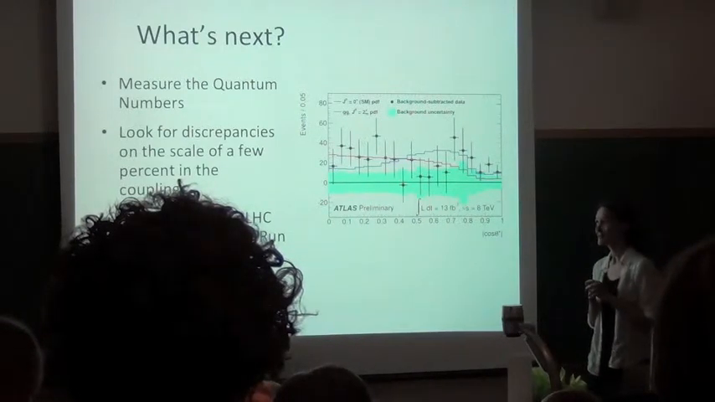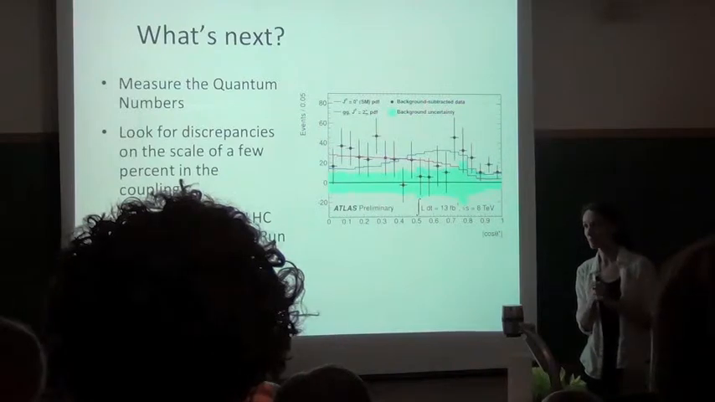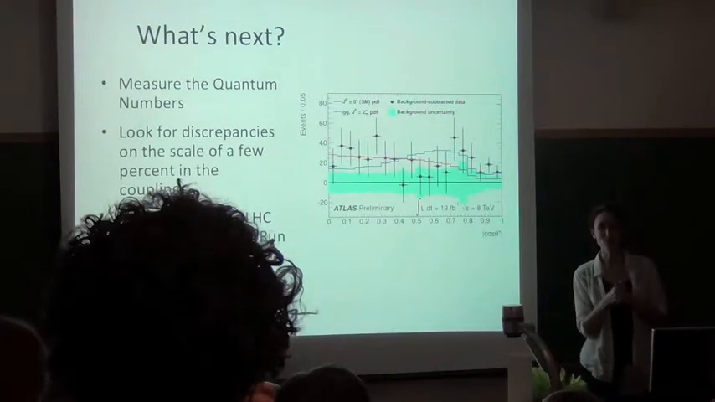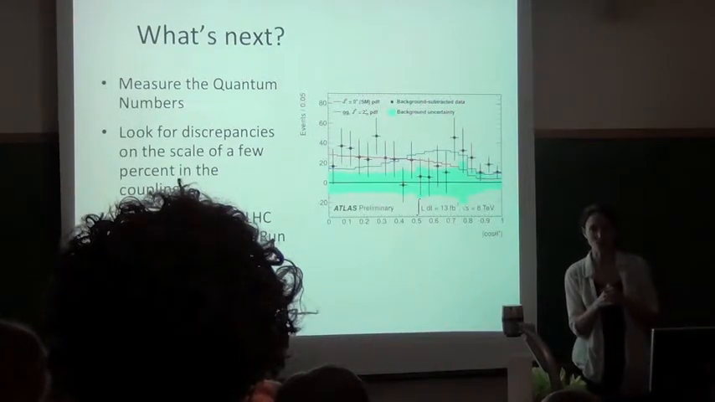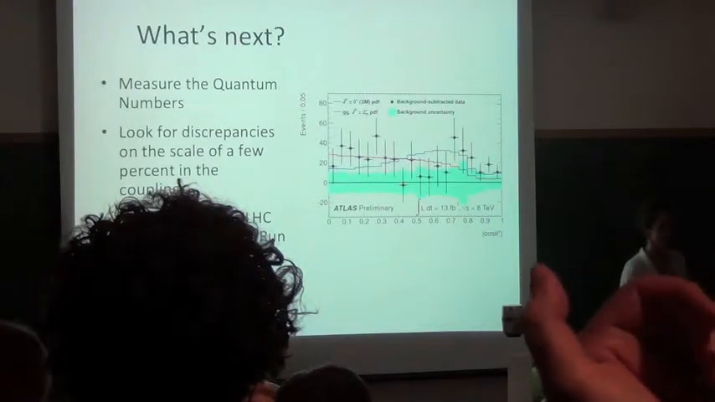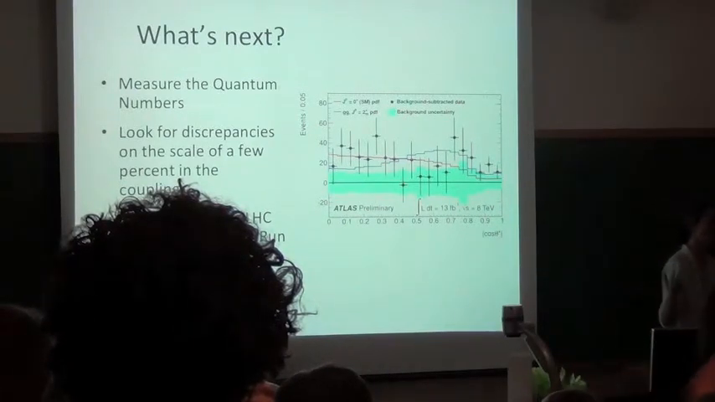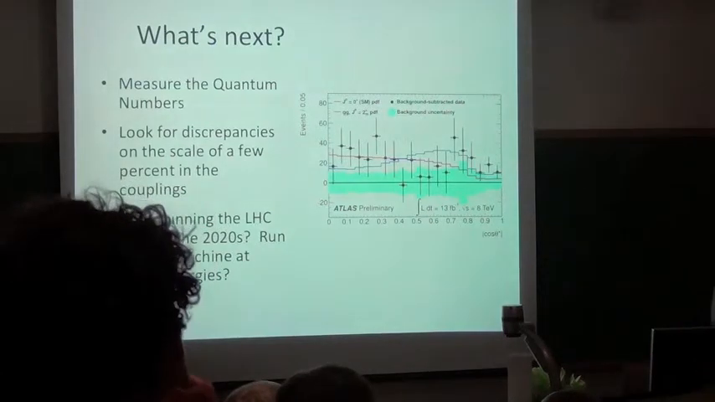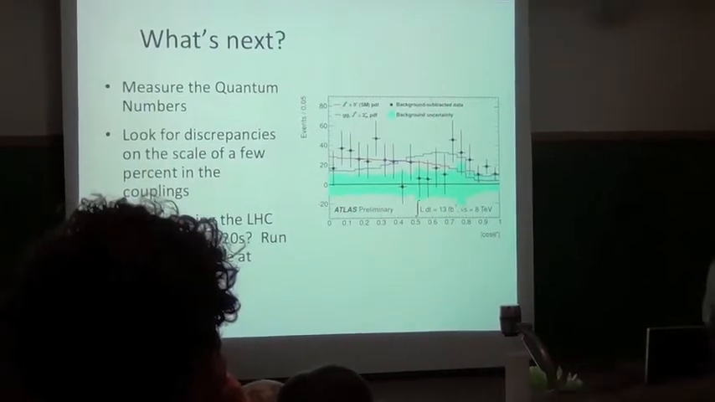And the dream is that it's not the standard model Higgs boson. The reality is it's a bit depressing to find the standard model Higgs boson. That may seem crazy, because now we have an explanation for mass for fundamental particles. But we also have that 96% of the universe that we don't understand.